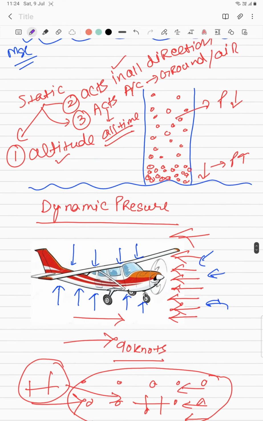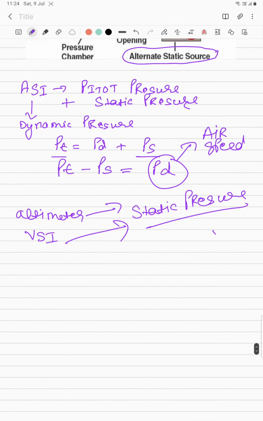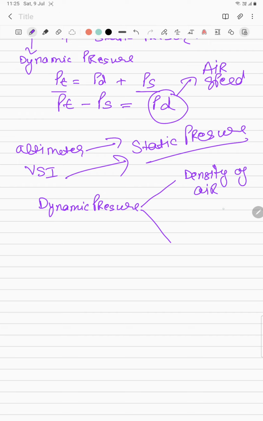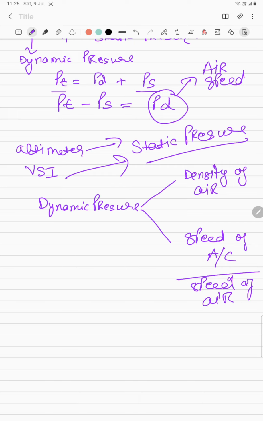Okay, I have missed one point here regarding the dynamic pressure. So have a look here, guys. Now what things does dynamic pressure depend upon? We know that the dynamic pressure is the pressure acting on the aircraft in motion in the air. It depends upon two things. It depends upon your density of the air, and it depends upon the speed of the aircraft, or you can say the speed of air. How? Let's talk about it.